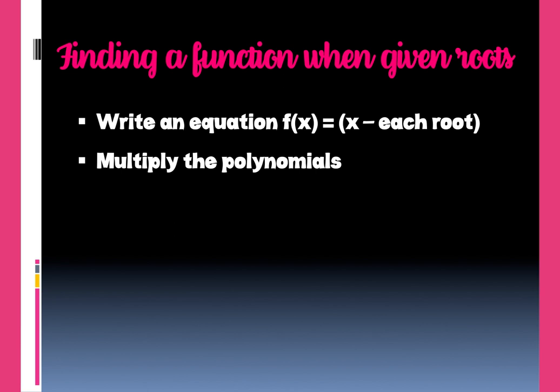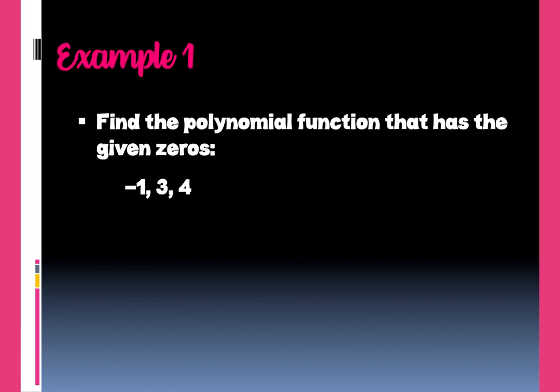The trickiest thing here is making sure you change your signs, and then you're going to see in a moment we're going to get things like square roots and that kind of stuff. But all you have to do is just put it behind x minus and then FOIL it out. So example 1 says find the polynomial function that has the given zeros. There are 3 there. So if I do x minus negative 1, what happens? I get x plus 1. If I do x minus 3 and then x minus 4, those stay. So it's the opposite sign when you plug it in.